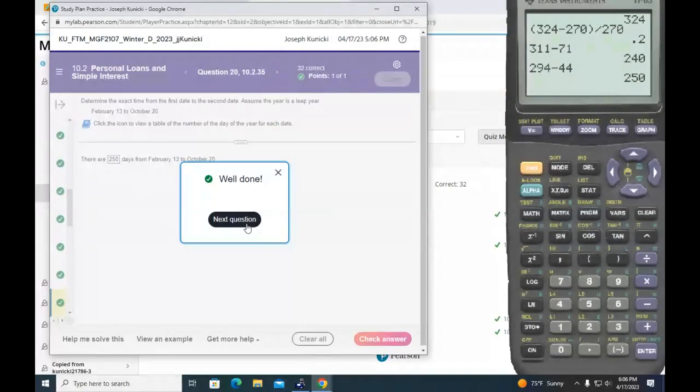If you initiated the loan on February 13th and it matured on October 20th.